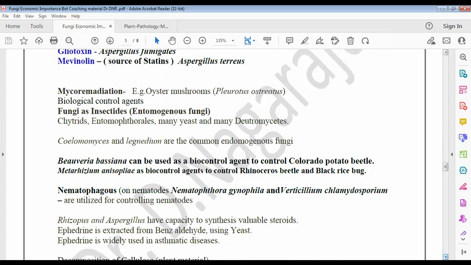I already told you fungi are also used as insecticides. Which fungi is a bioinsecticide? I already told you, Beauveria bassiana. Beauveria bassiana is an insecticidal fungus.